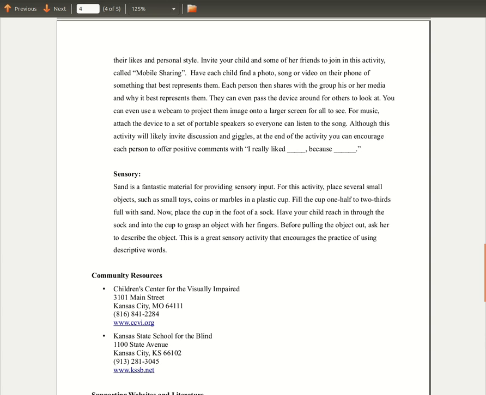Next, you'll place the cup in the foot of the sock. Have your child reach in through the sock and into the cup to grasp an object with her fingers. Now, before pulling the object out, ask her to describe the object. This sensory activity is great for encouraging the practice of using descriptive words.